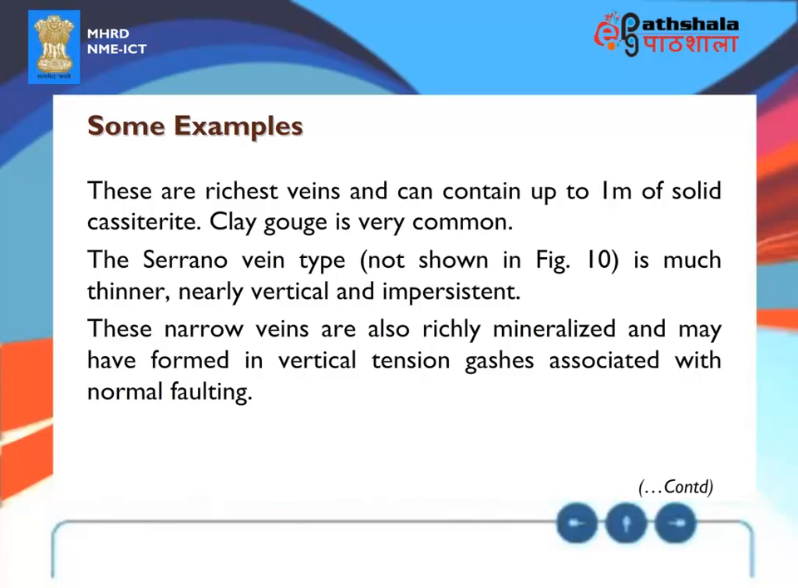These are the richest veins and can contain up to 1 meter of solid cassiterite. Clay gouge is very common. The Serrano vein type, not shown in figure 10, is much thinner, nearly vertical, and impersistent. These narrow veins are also richly mineralized and may have formed in vertical tension gashes associated with normal faulting.